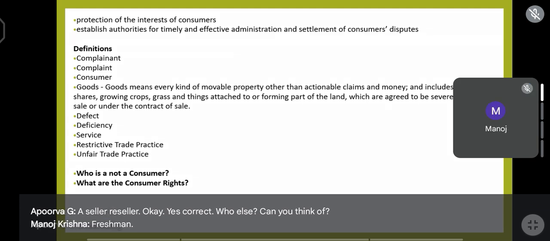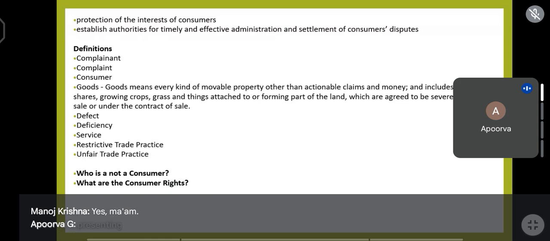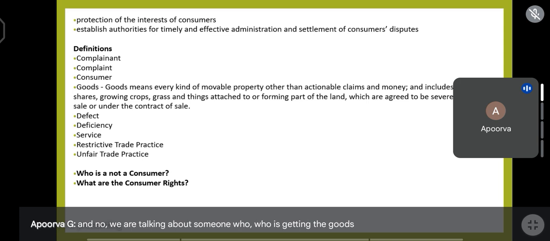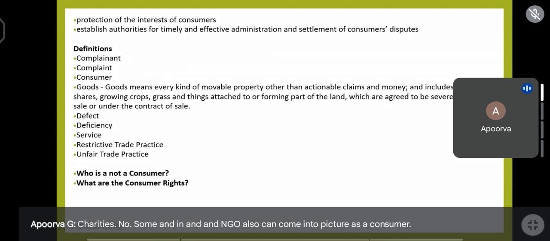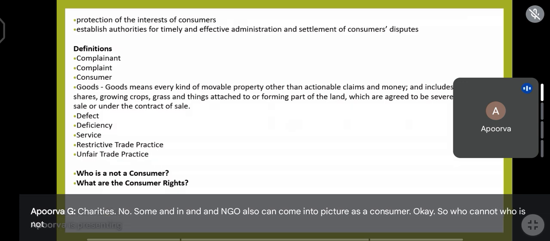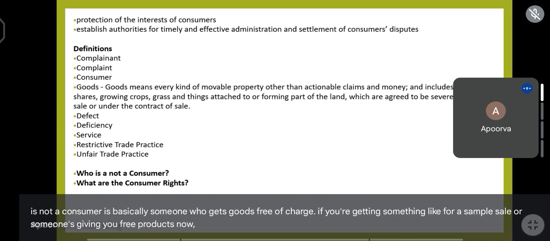Manufacturers, ma'am. Yes, ma'am. No, we are talking about someone who is getting the goods but is not called a consumer. Ma'am, who obtains the goods for commercial purpose? Yes, for commercial purposes, correct. Charities? No, an NGO also can come into the picture as a consumer. Okay, so who is not a consumer is basically someone who gets goods free of charge. If you're getting something like a sample sale, or someone's giving you free products, you cannot be called a consumer. Who avails services free of charge?